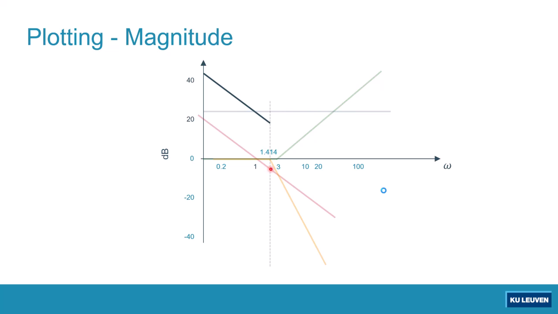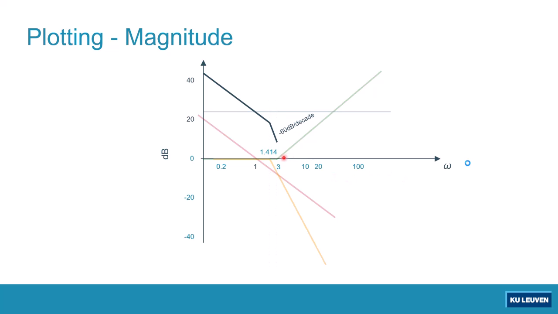From G2 I have negative 20 dB per decade slope. From G3 I will have 0 slope as well, and from G4 I will have negative 40 dB per decade slope. Therefore, within this region, between the first corner frequency and second corner frequency, I will have negative 20 dB per decade slope plus negative 40 dB per decade slope. Therefore, between these 2 corner frequencies, I will have negative 60 dB per decade slope.